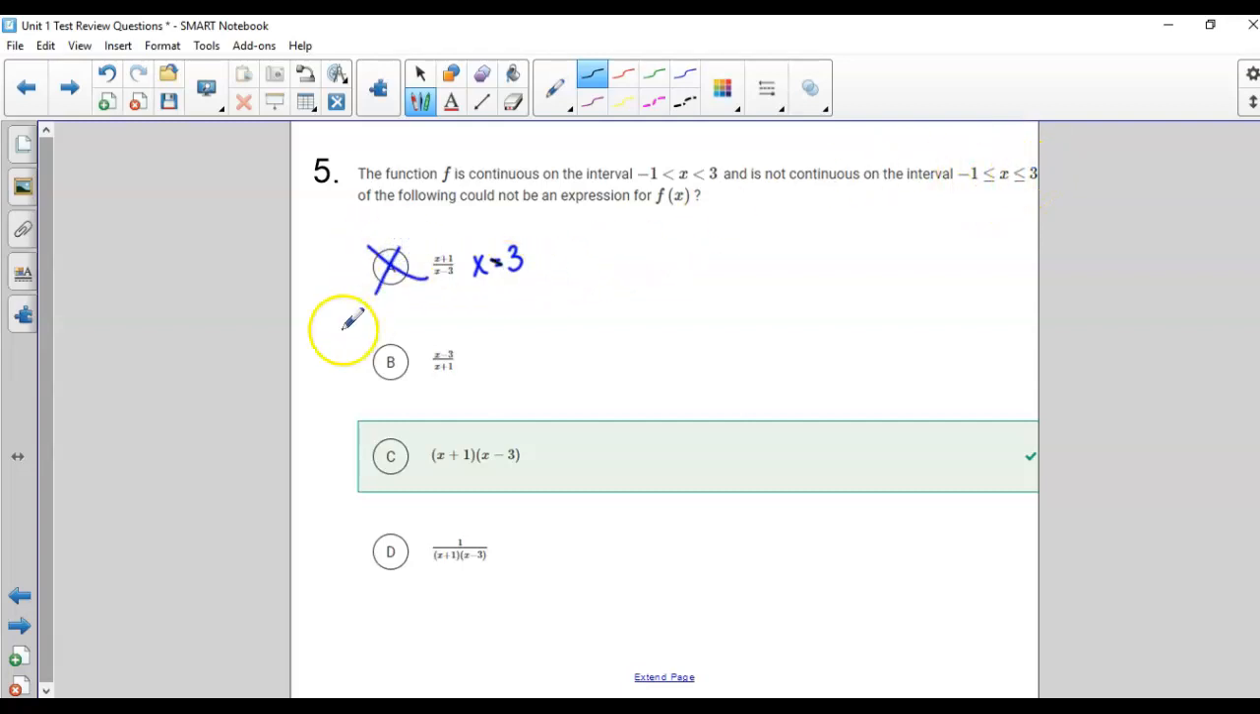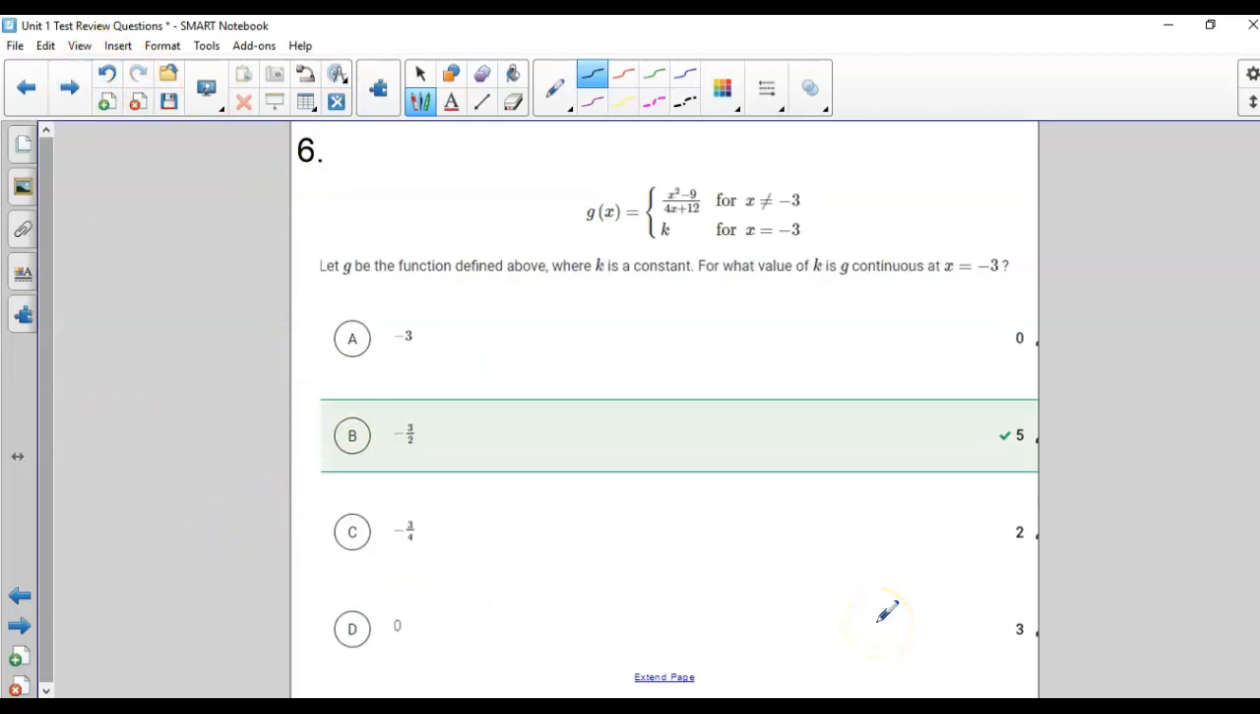So A is out. For B, my interval here is at x equals negative 1. So that's where I have discontinuity there. Same thing. That one's out. This one is discontinuous at both x equals negative 1 and x equals 3, but would be continuous in between, so that one's out. C is just a polynomial. This is just a quadratic, and quadratics are continuous everywhere. They don't have any discontinuities at all. So this is the one that would not be true because it would have to be continuous on the interval from negative 1 less than or equal to x less than or equal to 3. So C is your answer for that problem.